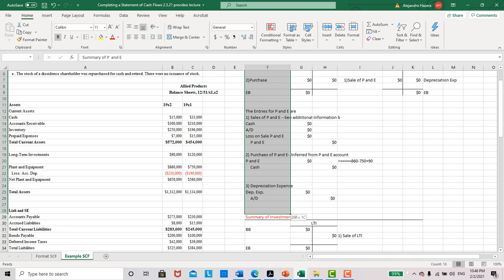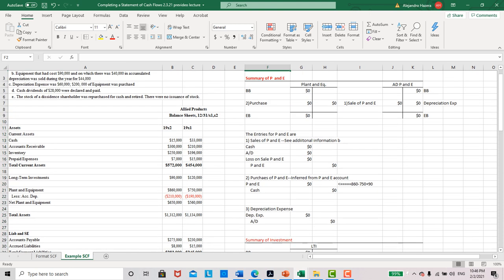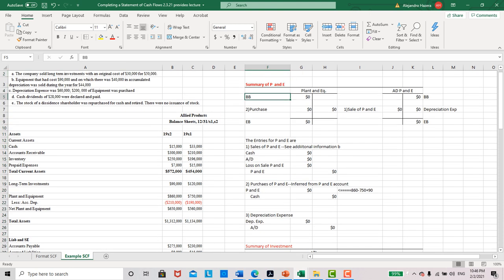The reason we're going to analyze the plant and equipment account is that from this analysis of these two T accounts for plant and equipment, we're going to be able to pull out several items that go on to the statement of cash flows. We're going to be able to pull out the cash that comes in from the sales. That's in the investing section. We're going to be able to pull out the cash that goes out from the purchases of property, plant, and equipment.